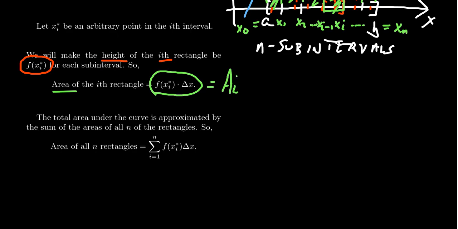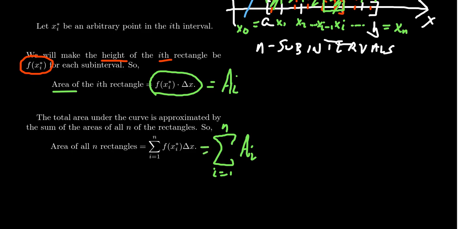And so the total area under the curve is going to be approximated by taking the sum of all of these rectangles. So the idea is you take the sum, as i goes from 1 to n, of all of these different areas. You take the area of the first rectangle plus the area of the second rectangle plus the area of the third rectangle, add those all together, and you'll get the area of all the rectangles together, which should be an approximation of the area under the curve.